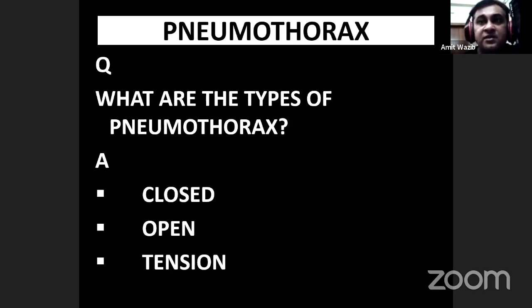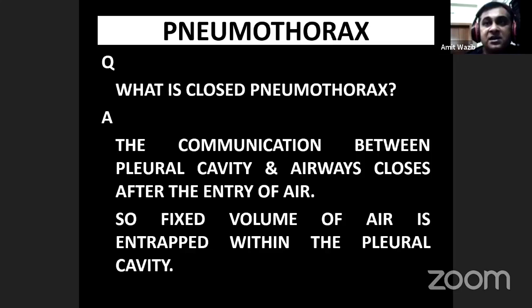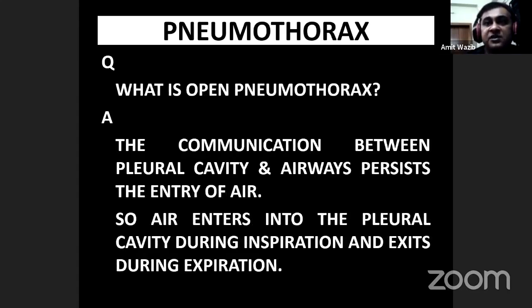So there will be air in the pleural cavity, but this air volume is fixed because some air got into it. Now the communication has ceased and does not persist, so no new air will get into it. So the volume of air within the pleural cavity is fixed. This is called a closed pneumothorax. On the other hand, if the communication persists between the airways and the pleural cavity, the air will get into the pleural cavity during inspiration and get out during expiration. So this is called an open pneumothorax.